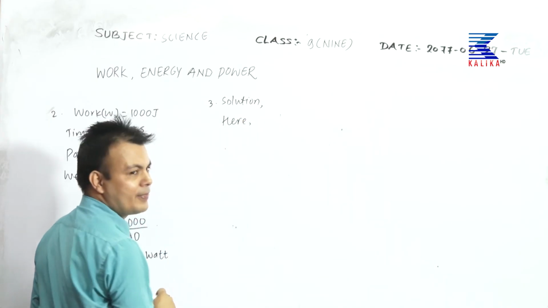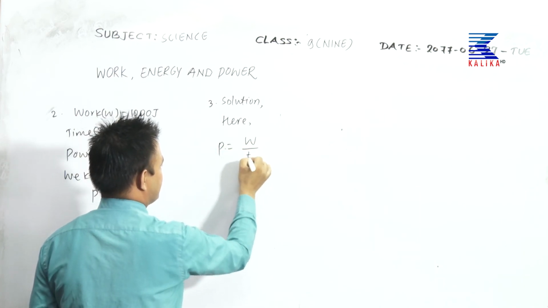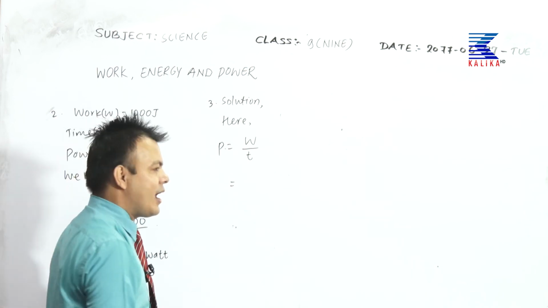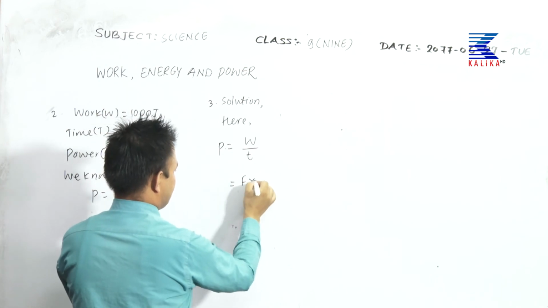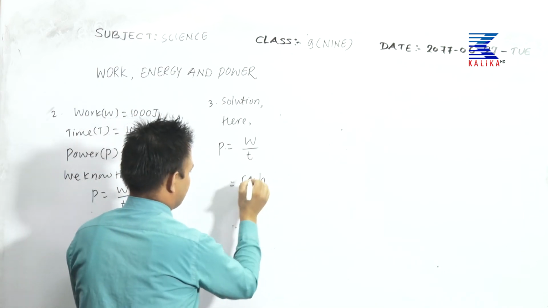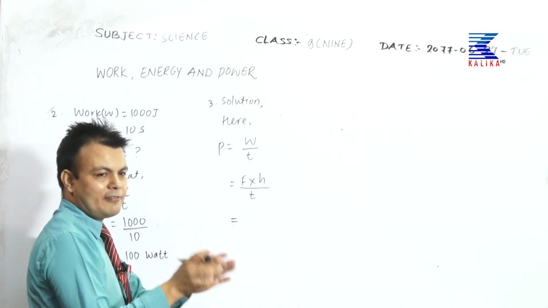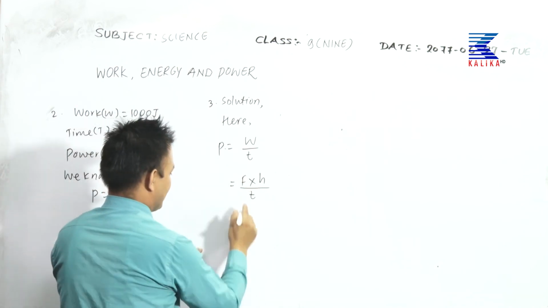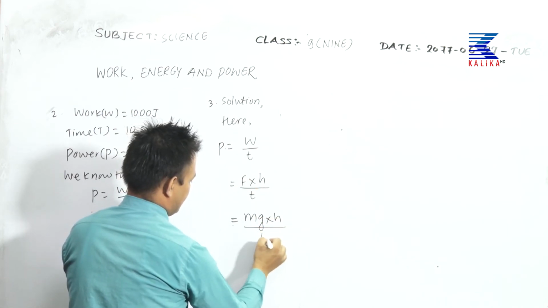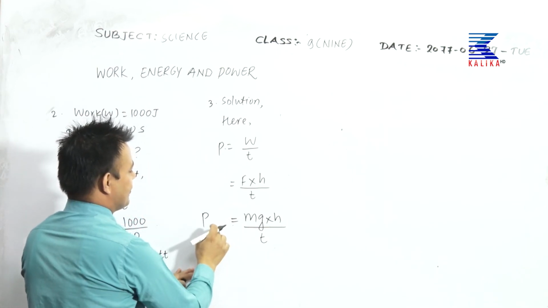You find out P equal to W upon T. W equal to F into S if it is horizontal, but it is the height. That's why F into S upon T. I don't have a direct value of F. Force and weight are the same thing, so I write mg in place of F. So we know that P equal to mgh upon T. Directly you can put the value in the formula.